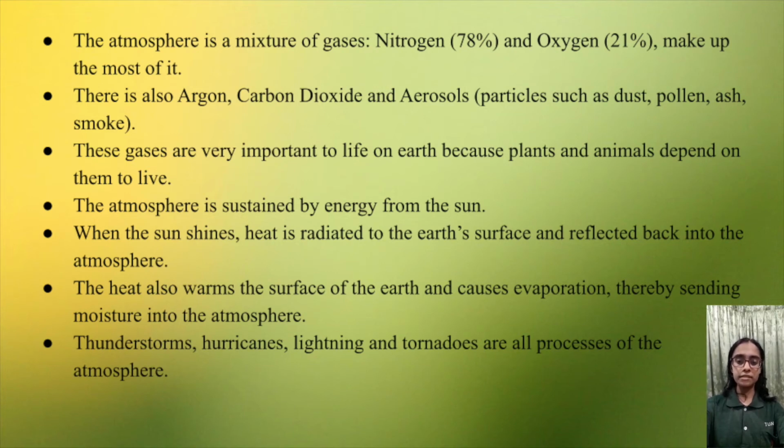The atmosphere is sustained by energy from the sun. When the sun shines, heat is radiated to the Earth's surface and reflected back into the atmosphere. The heat also warms the surface of the Earth and causes evaporation, thereby sending moisture into the atmosphere. Thunderstorms, hurricanes, lightning, and tornadoes are all processes of the atmosphere.